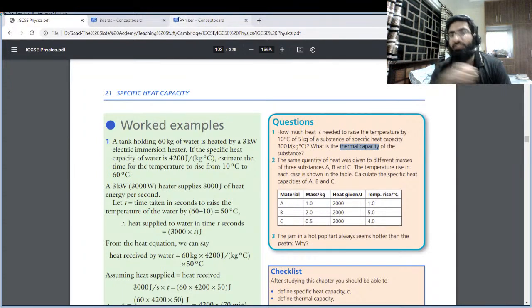So for heat energy, the answer was 15,000 joules, and for thermal capacity, the answer is 1500 joules per degree centigrade. All right. Question two, please.